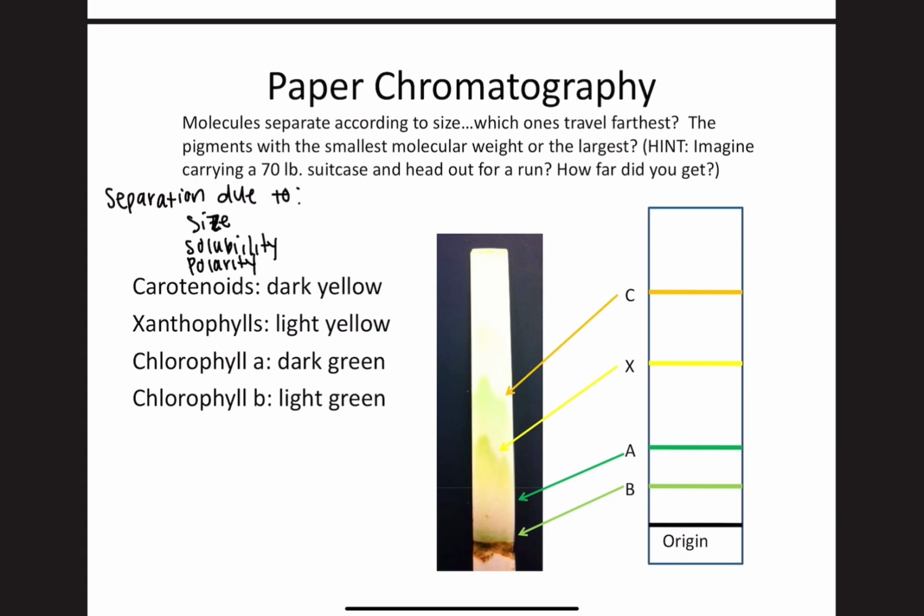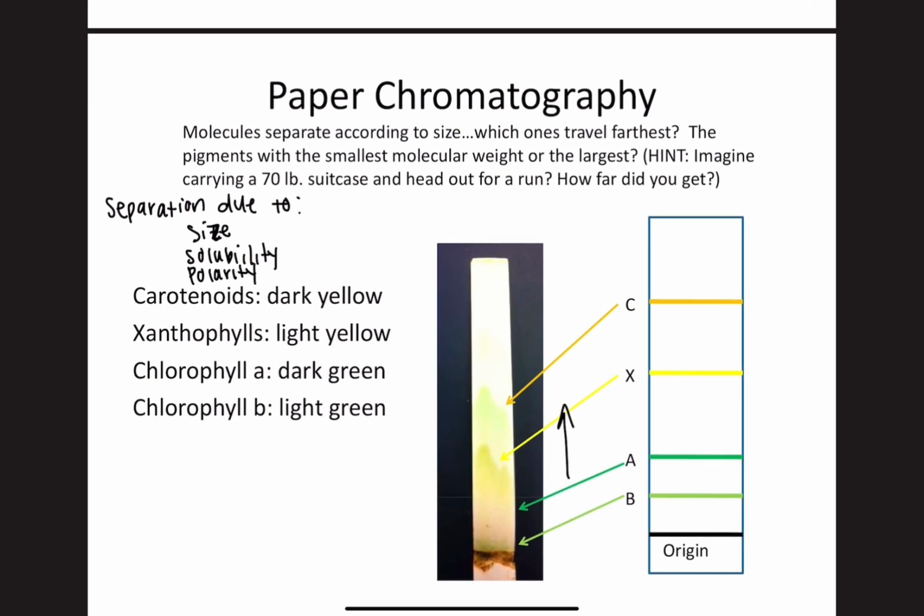So the key thing to understand is that the lighter, so the less heavy or the more soluble a pigment, the farther up it's going to move up that paper. But a heavier pigment is going to stay closer to that origin. So we were able to identify carotenes or carotenoids as dark yellow. They actually moved up the farthest. We were able to identify xanthophylls as light yellow, chlorophyll A as dark green, and then chlorophyll B as light green.